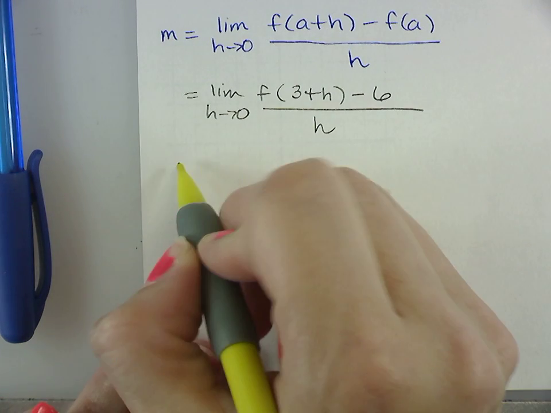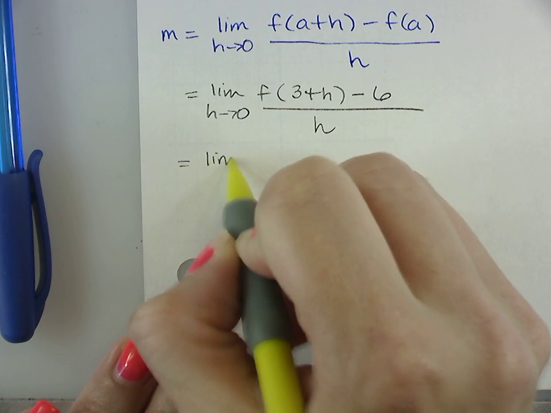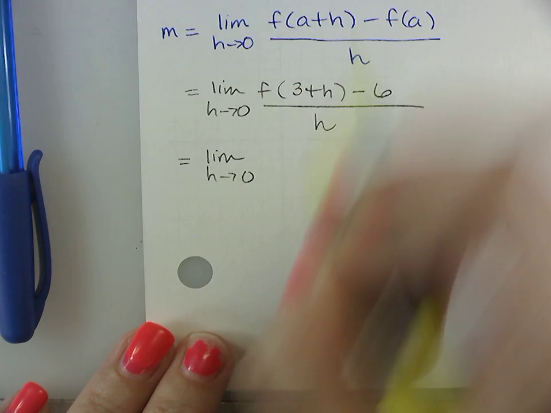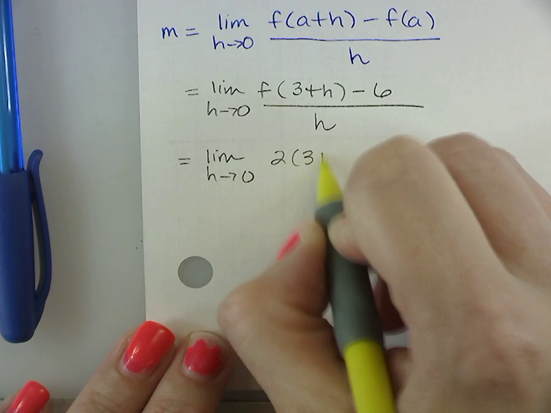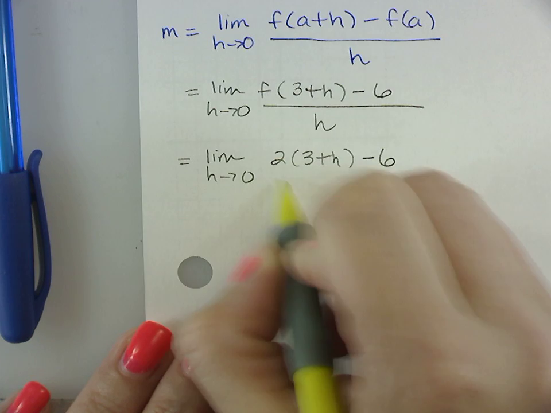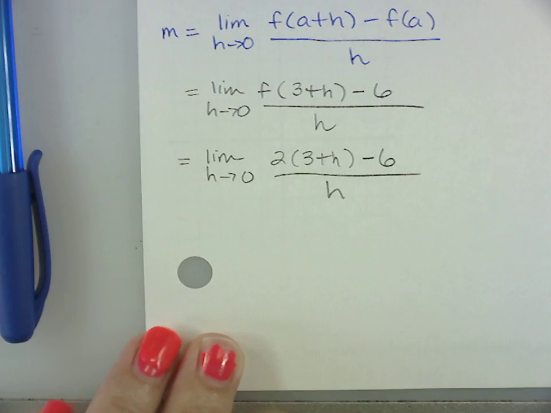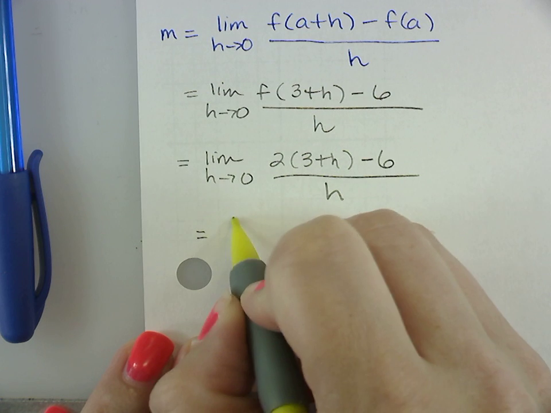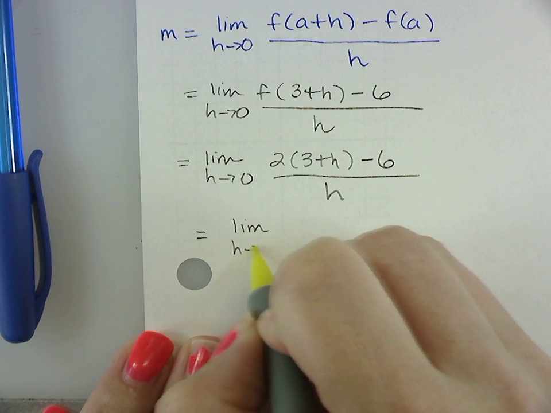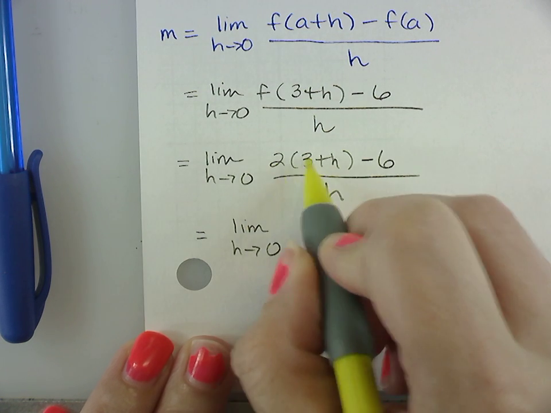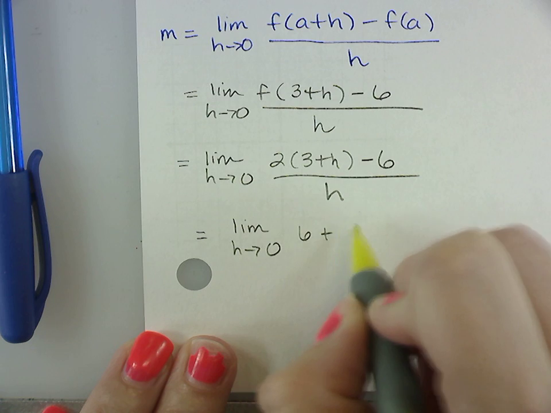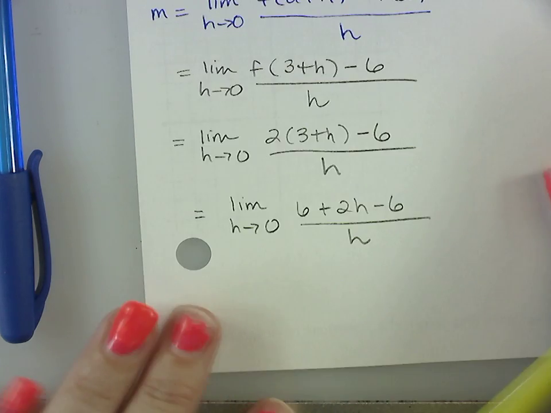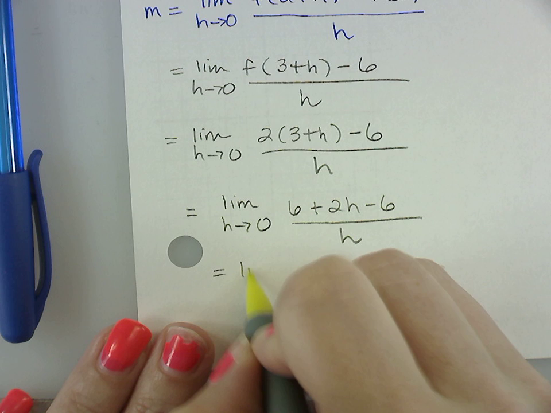For my next step, notice that I am writing my limit for every step here. If it's 2 times x, I'm going to do 2 times 3 plus h. I still have my minus 6. I still have my h here. And then I can simplify. The limit as h goes to 0, 2 times 3 will be 6. 2 times h will be 2h, minus 6. Can we see what's going to happen in the numerator?